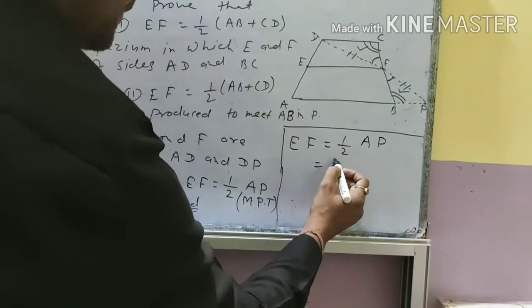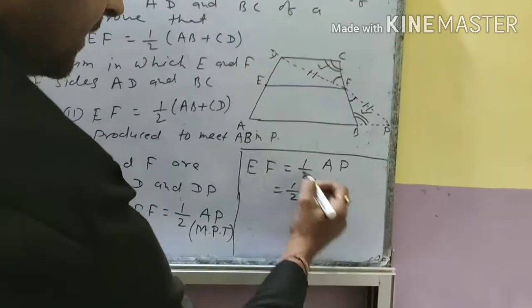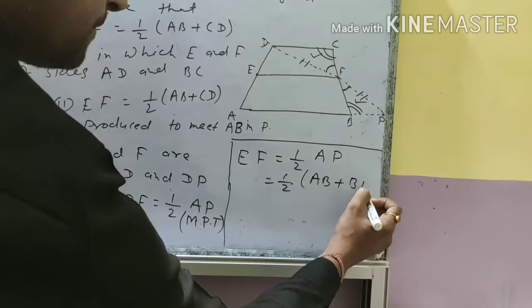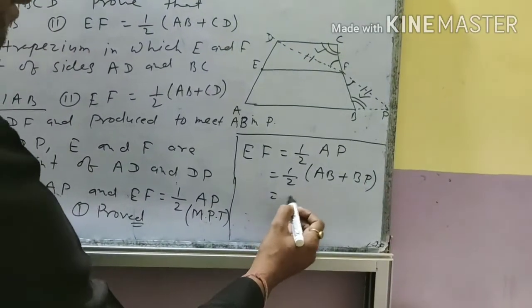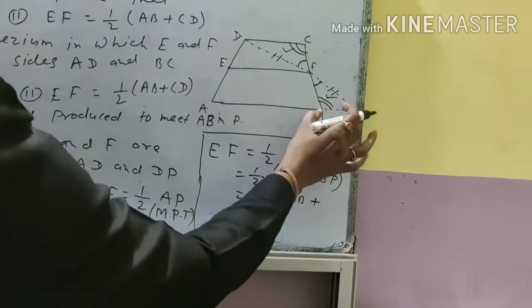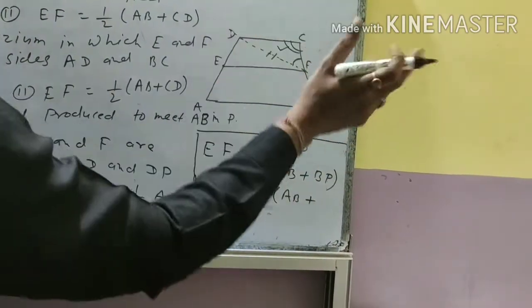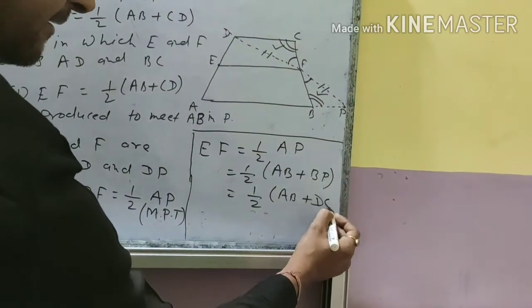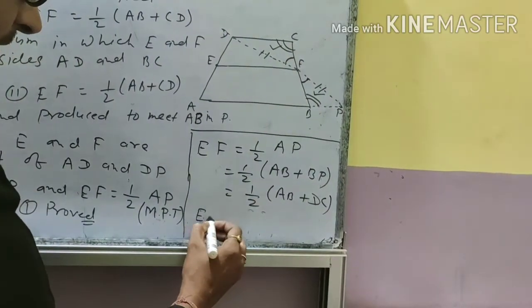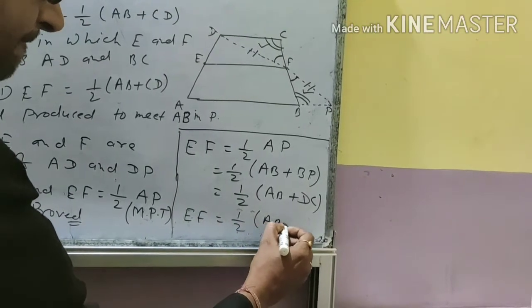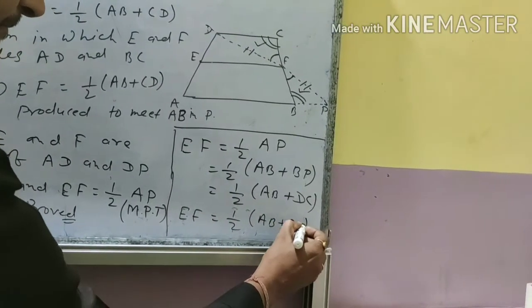EF is equal to half AP. Here, half AP can be written as AB plus BP. So half of AB plus BP. By CPCT, BP is equal to DC. So we can write here DC. So EF is equal to half of AB plus DC.